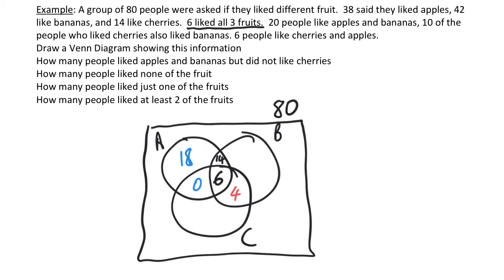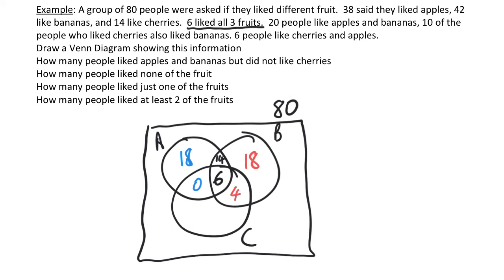We know that 42 like bananas. So there must be 42 in this circle. Now we've got 10 and 14. So that's 24 already. So to get from 24 to 42, we take that away and we get 18. So we've got 18 people who liked only bananas.